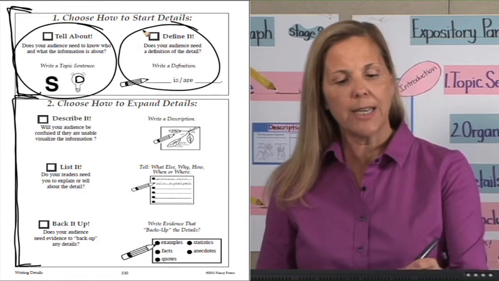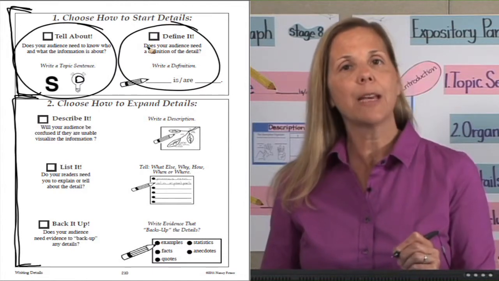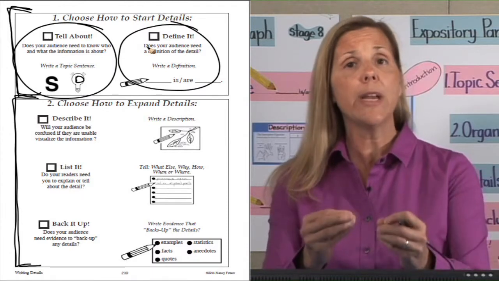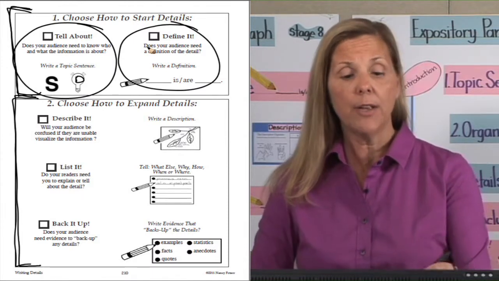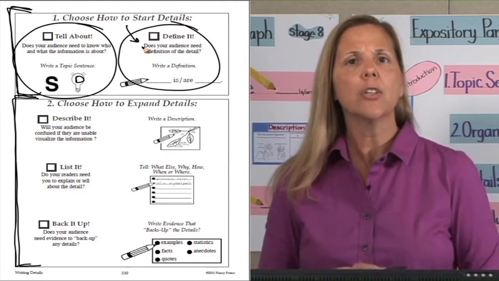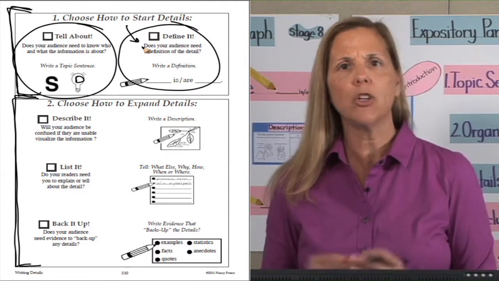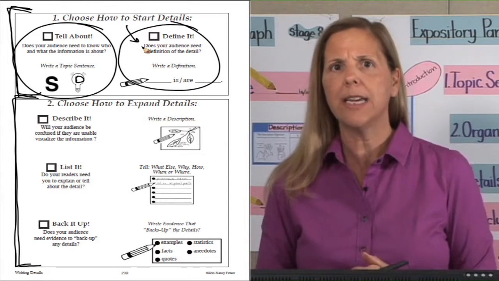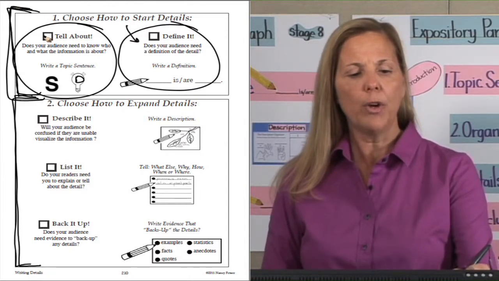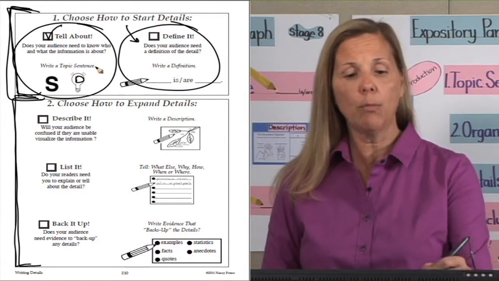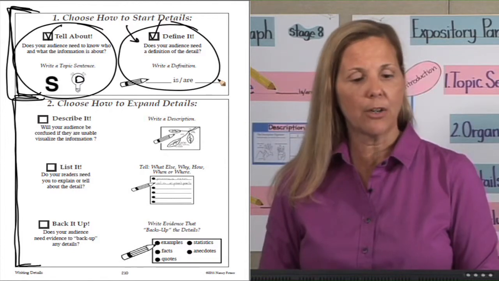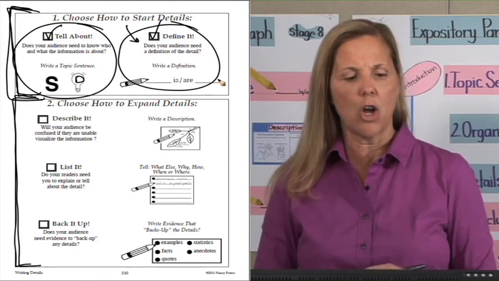Also in the start box is define it. Many times what will happen is there may be some vocabulary that a reader needs to have the definition of. Typically, we give definitions right near the beginning so that they understand what those words mean. You don't wait later in your writing to give what a definition means. So, starting details, we'll have our tell about, S light bulb, and or define it, give a definition if there's any vocabulary. Let's look at the expanding options.